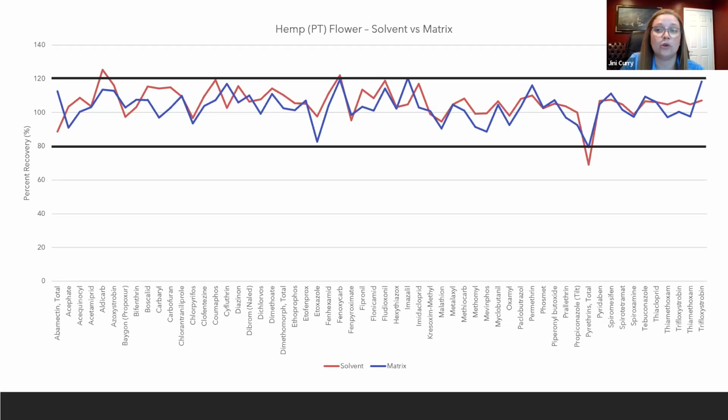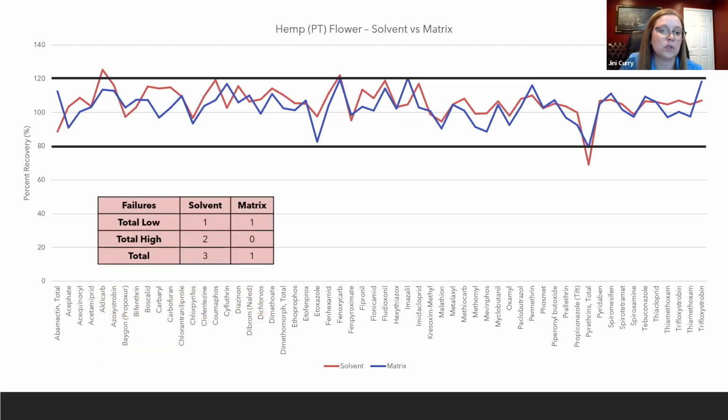So in this instance, you could run this on a solvent cal and you would recover fine. You would recover a little low for one of the analytes, but overall, there's not really much matrix impacting this, which also raises the question about whether or not this material that we received was actually true hemp. I would be interested to continue looking at that a little closer and seeing if all hemp material doesn't have much interference, or if this is something specific to that PT. And so in this one, we saw total low failures in solvent were 1, and in matrix were 1, and then total high failures in solvent were 2, and in matrix was 0.